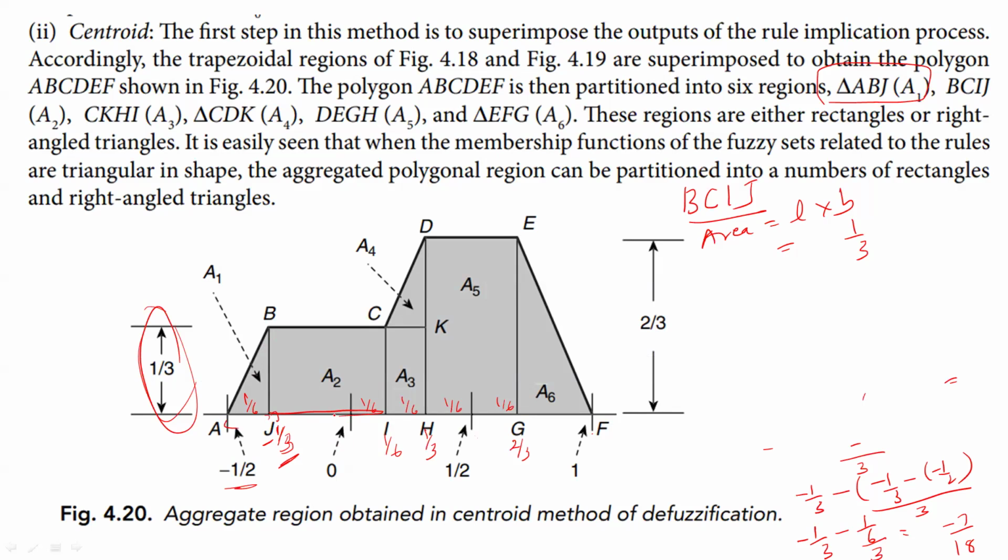The length of this is basically, you can see the total length, it comes around 1 by 6 is the point here, right? 1 by 6, and this point here is minus 1 by 3. So J is minus 1 by 3 and I is 1 by 6. How do we find the length? We have to write 1 by 6 minus minus 1 by 3 into the breadth. Okay, so this is how we are going to solve it.